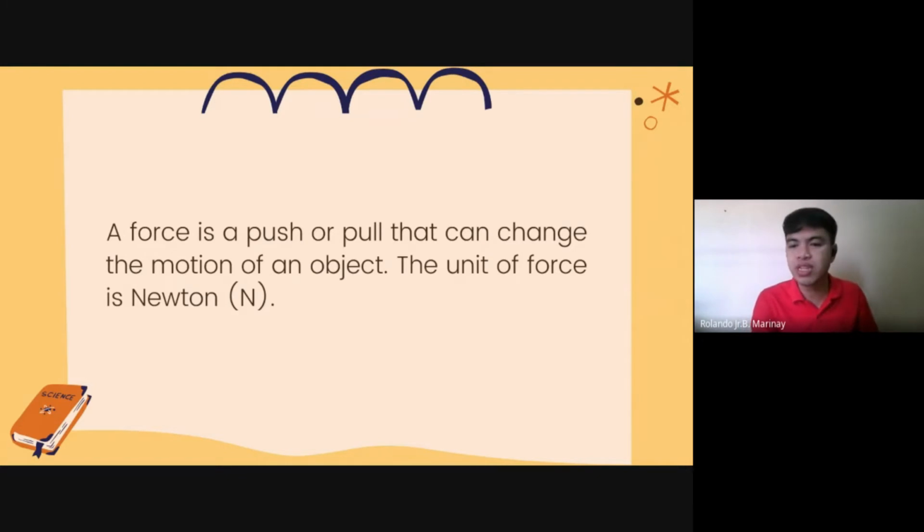The unit of force is newton. Say it with me, kids. Say newton. This is the unit that we use for measuring the force.